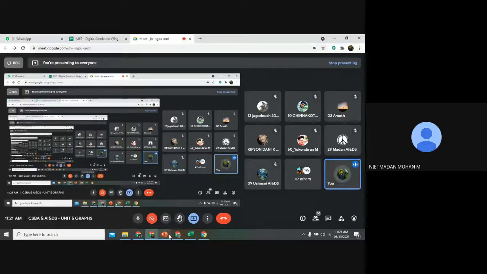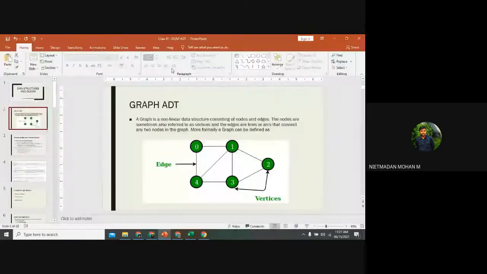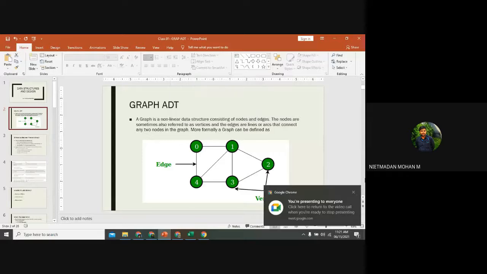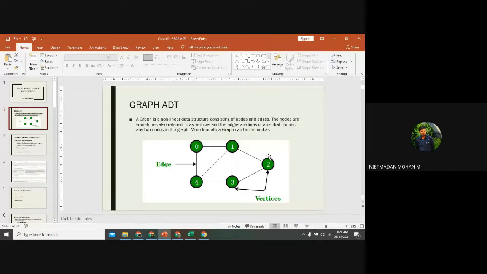Those who are attending only for the attendance purpose, that's the thing I'm repeatedly telling you. Just give me your attendance now itself, and you can move off. If you are attending only for attendance, you just move off.